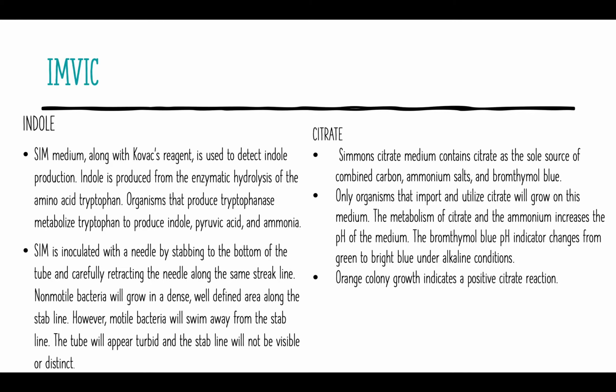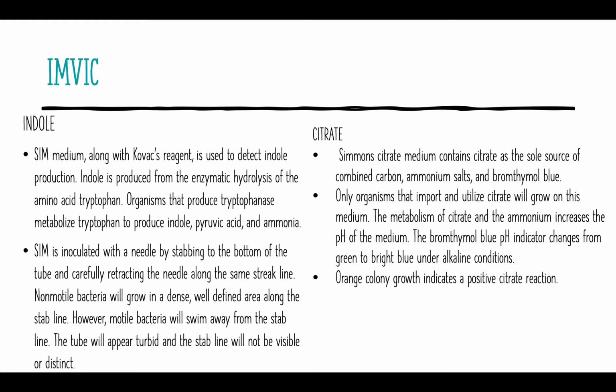The SIM is inoculated with a needle by stabbing to the bottom of the tube and carefully retracting the needle along the same stab line. Non-motile bacteria will grow in a dense and well-defined area along the stab line, but motile bacteria will swim away from the stab line, and the tube will appear turbid, and the stab line will not be visible or distinct in non-motile bacteria.